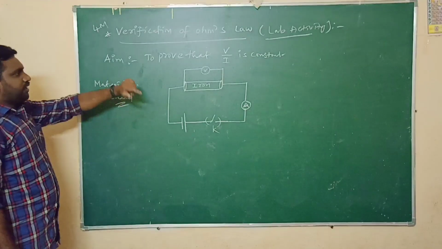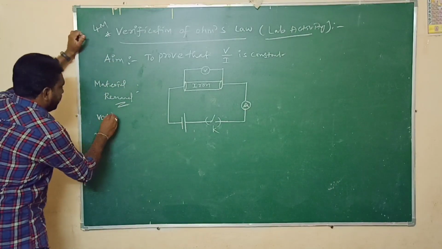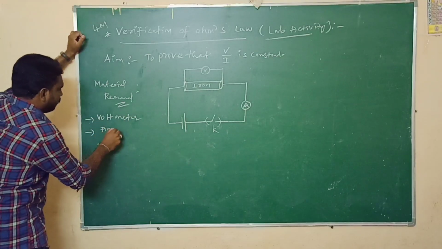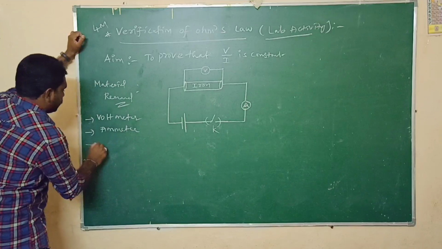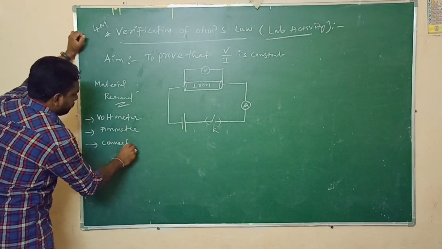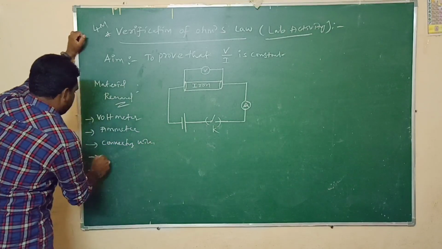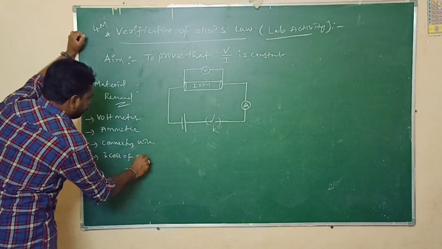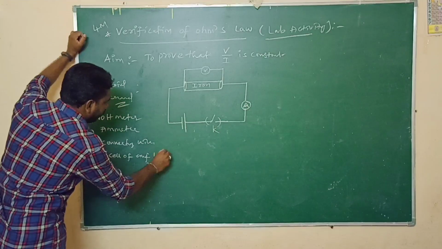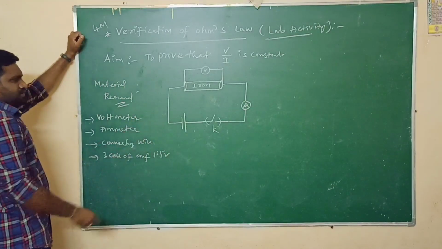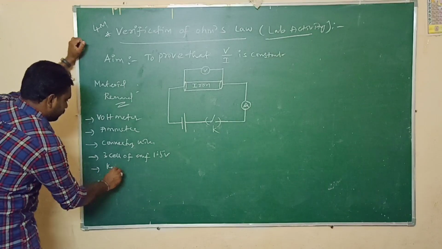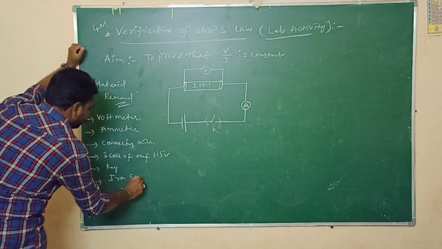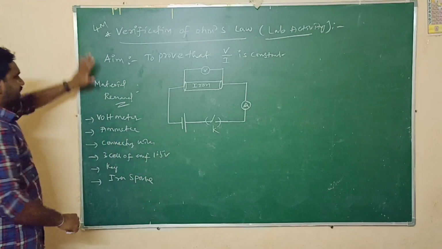What are the materials we require here? First of all, a voltmeter, and the next one is an ammeter. Connecting wires, 3 cells of EMF 1.5 volts, and a switch or key, and the last one is the iron spoke. So these are the required materials.